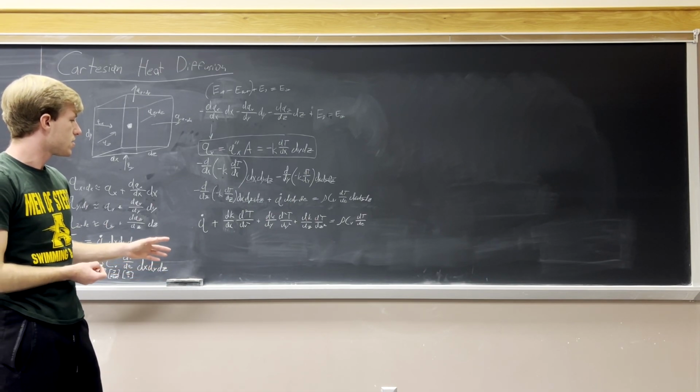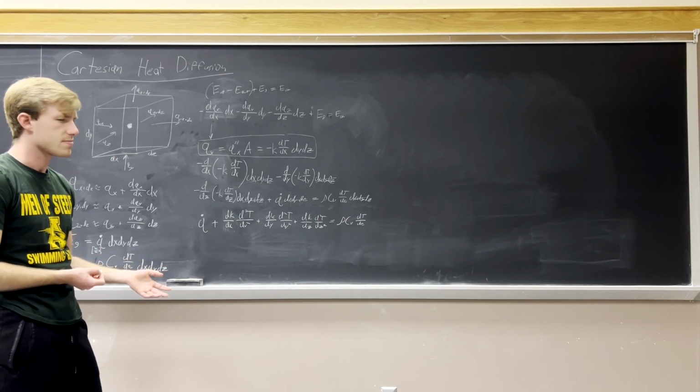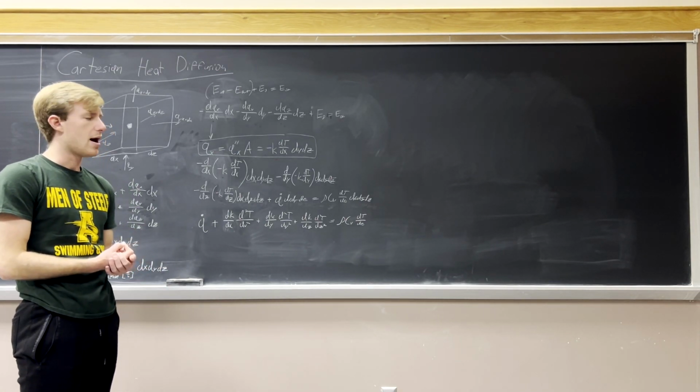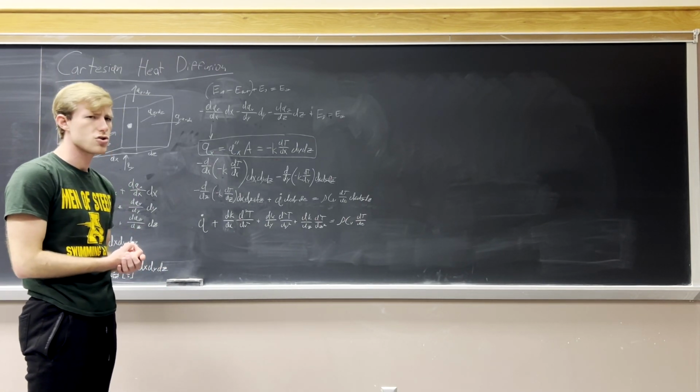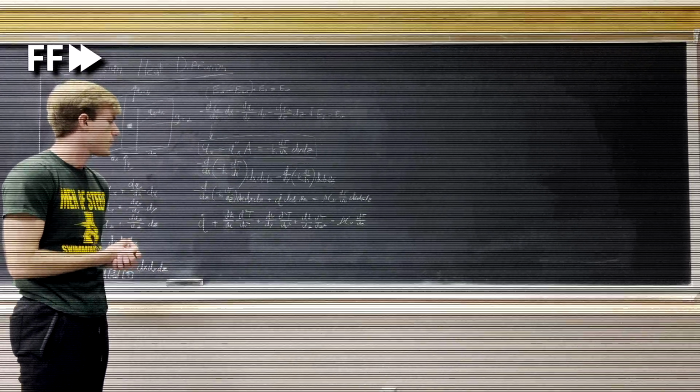So looking at this, we can now more or less make some assumptions about this. So for the sake of our class, we talked about how we're going to assume that k is constant everywhere. And so what that means.